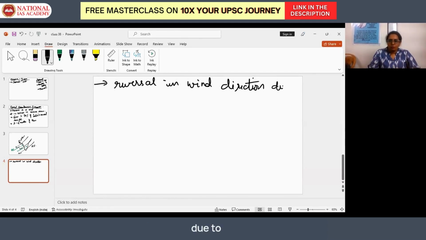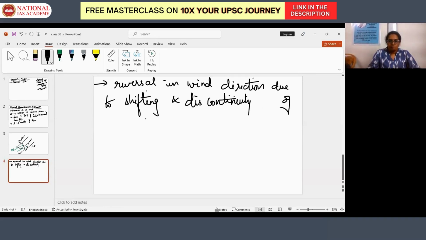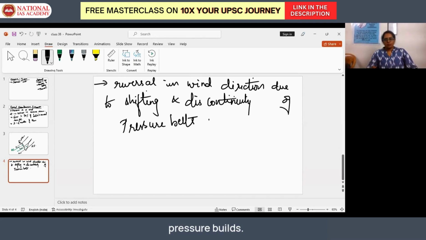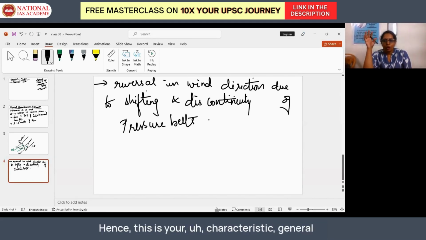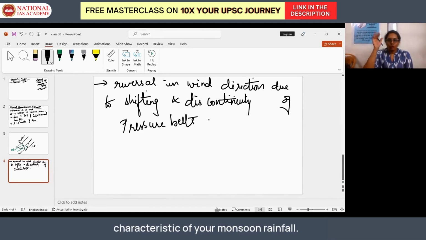due to shifting and discontinuity of pressure belts. Okay, so there is shifting and discontinuity of pressure belts. Hence, this is your general characteristic of your monsoon rainfall.